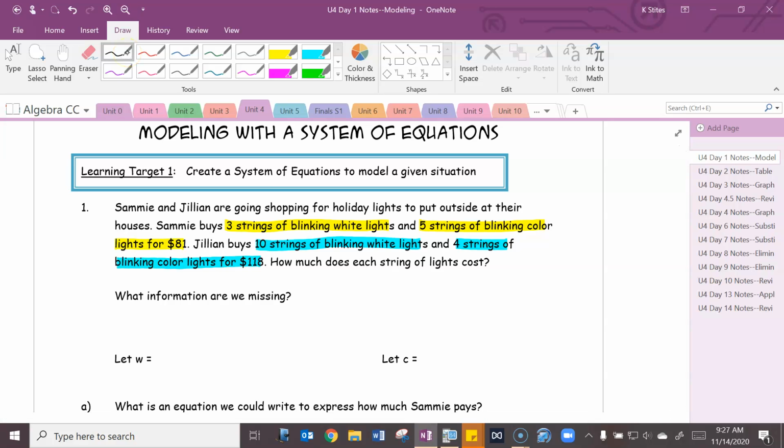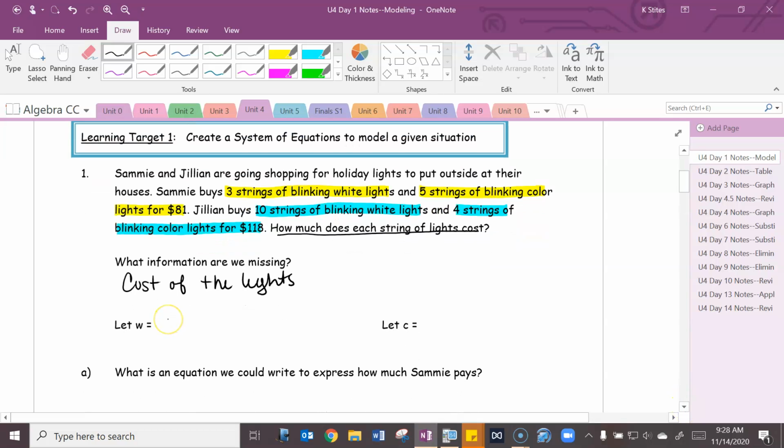So our first question is what information we are missing. And we can see that by the question at the end of this situation. We are missing how much each string of lights costs. So I'm going to say the cost of the lights. That's the information we're missing. Now we know the total cost, but we don't know the cost of each individual type of light. So we're going to let W equal the cost of the white lights. And we're going to let C equal the cost of the color lights.